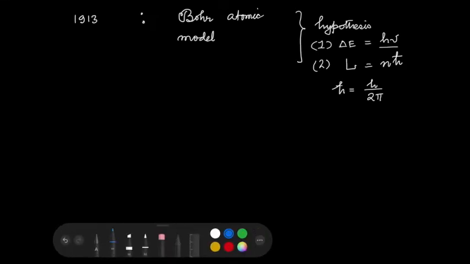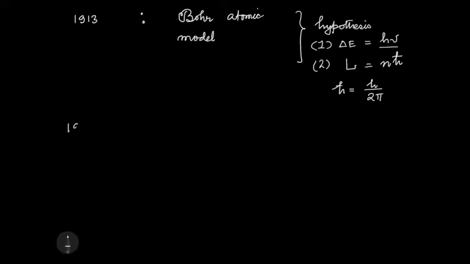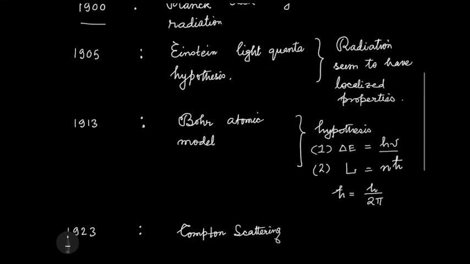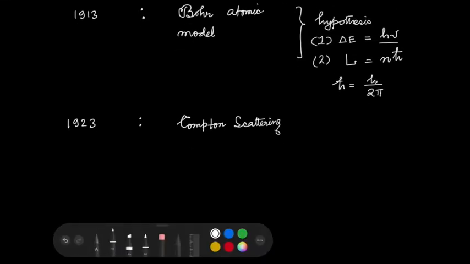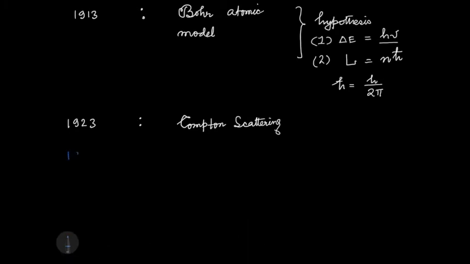Let me come to 1924 now. I'm sorry, I forgot the Compton scattering, which we discussed last time, which happened in 1923. Compton scattering, where Compton used the light quantum hypothesis to explain Compton scattering, which we discussed last time. I will come back to a very important observation in Compton scattering shortly. So that happened in 1923.